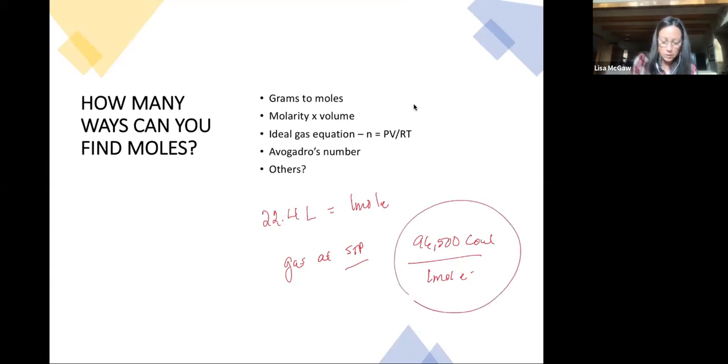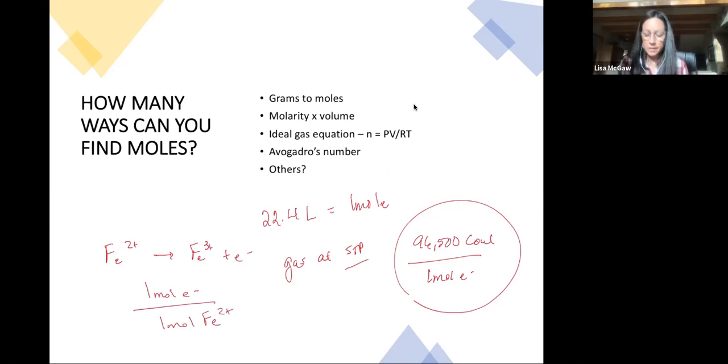Yeah. So if you looked at an equation, maybe an equation like Fe2+, in this equation you have 1 mole of electrons for every 1 mole of Fe2+ or something like that, whoever you're talking about in that particular equation. So yeah, you would actually be able to use that Faraday's constant as well.